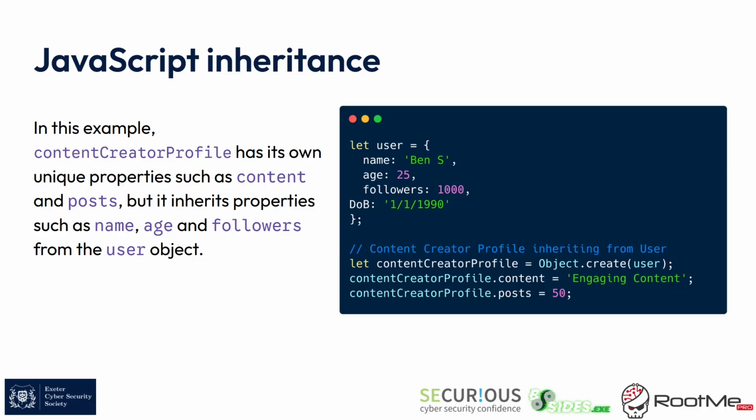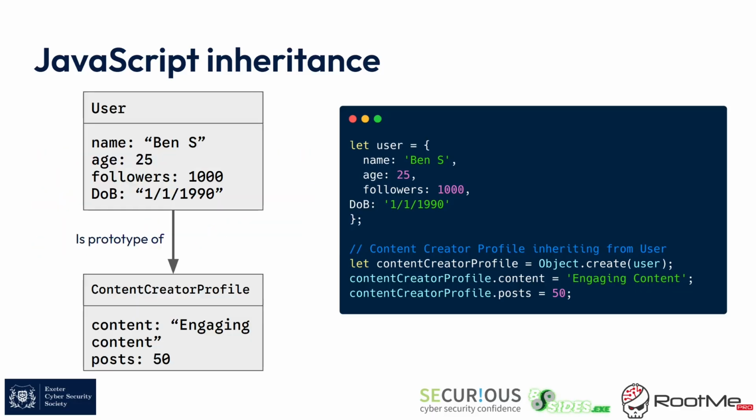If we go back to the example that I had just now, you can see here that the content creator profile has its own unique properties, such as content and post. So you see at the bottom here, you've got engaging content and post is set to 50. But you can also access the properties of name, age, and followers directly on the content creator profile object because it's being inherited from the user prototype.